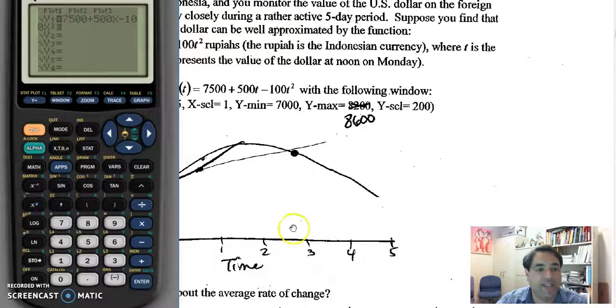Now, we've practiced the calculator, we've practiced quadratics, we're very comfortable with this, I hope. And then we said our window is from 0 to 5 days, counting by ones, and from 7,000 rupees to 8,600 rupees, counting by 200s. We've practiced quadratics, so we know that A is negative, so it should be a sad face, and we should see the entire graph. And there is our rupees per day, and we're going to find out what it is at a given time period.